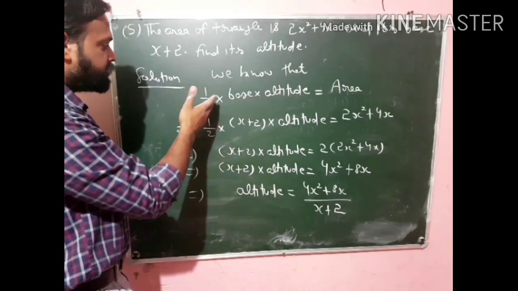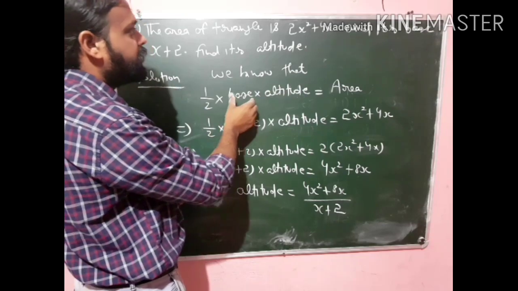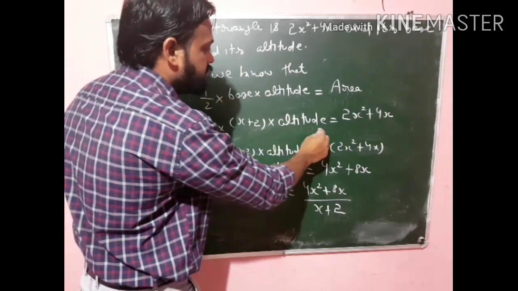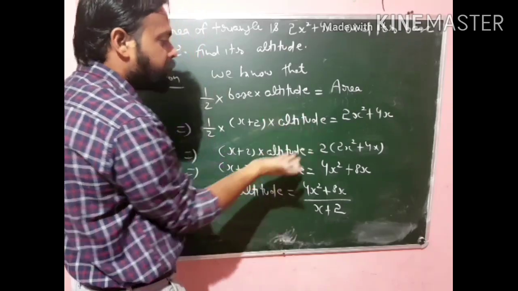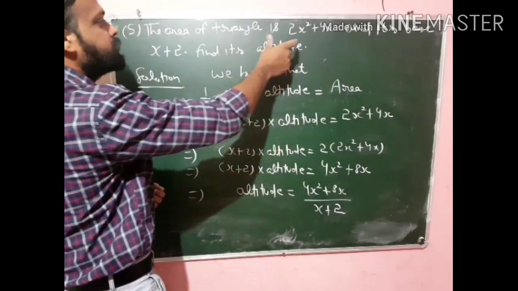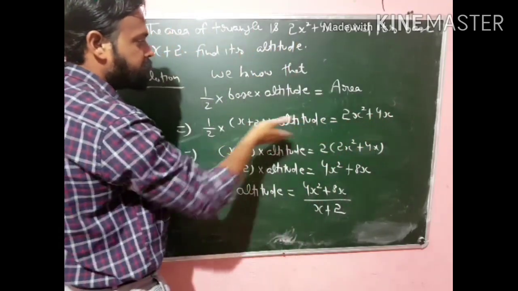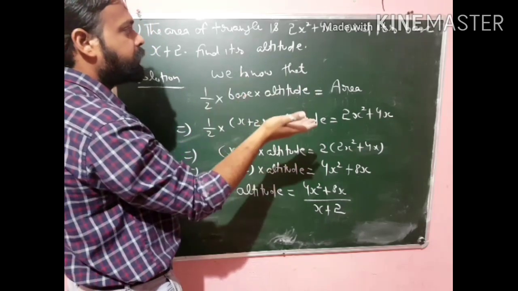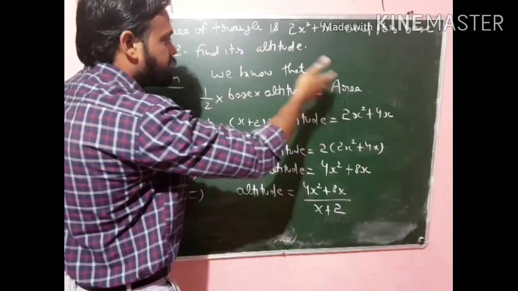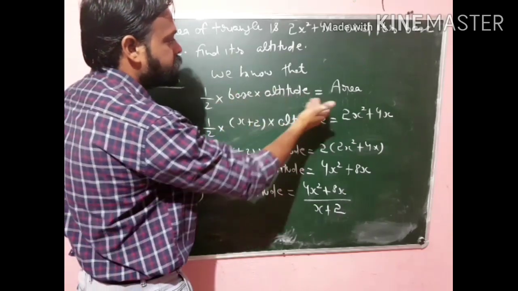And now you can put the values. It is equal to 1 by 2 into the value of base, which in this case is x plus 2, and the altitude is not given to us, that we have to find. That is equal to the area, and the area of the triangle is 2x square plus 4x. So I hope this step is clear to you. Just put the values which are given to you in this formula of the area of the triangle, and the formula is very simple, half into base into altitude.